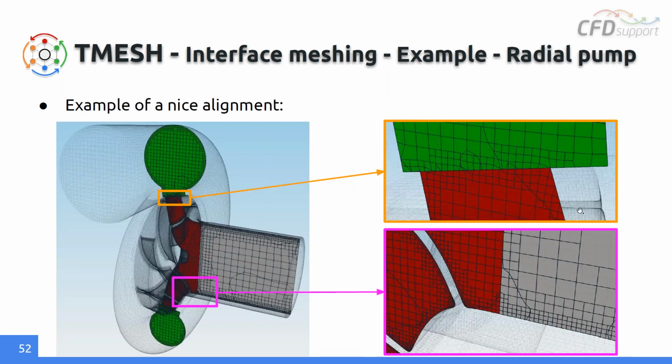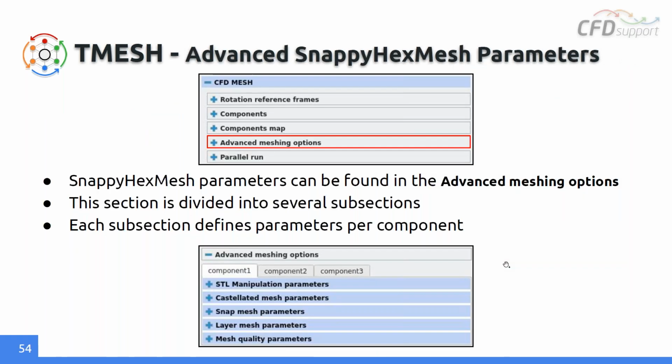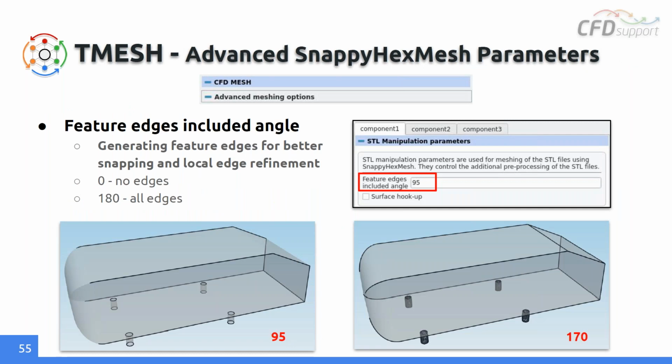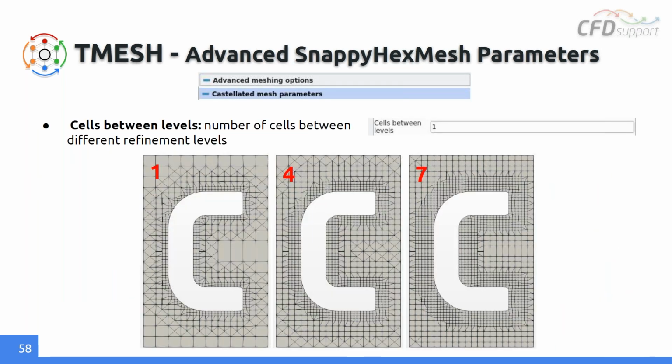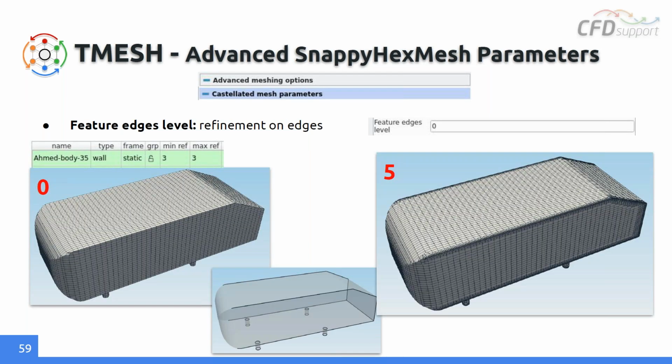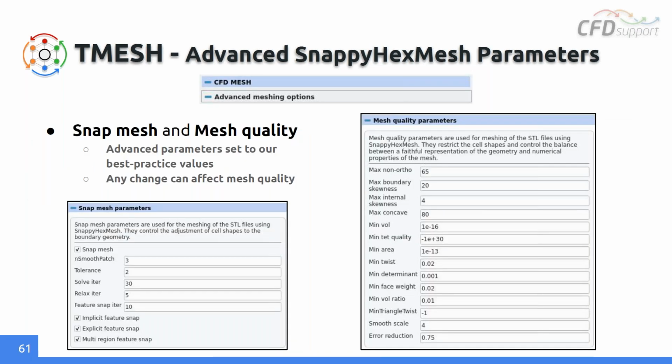So usually it is nice to have a common mesh refinement on the interfaces for better matching of the mesh. And here are several parameters on how to play with the advanced meshing and how to somehow influence the meshing algorithm. Okay, so I think it's pretty straightforward, so I will leave it up to you to go through this presentation and check what else is available to set.